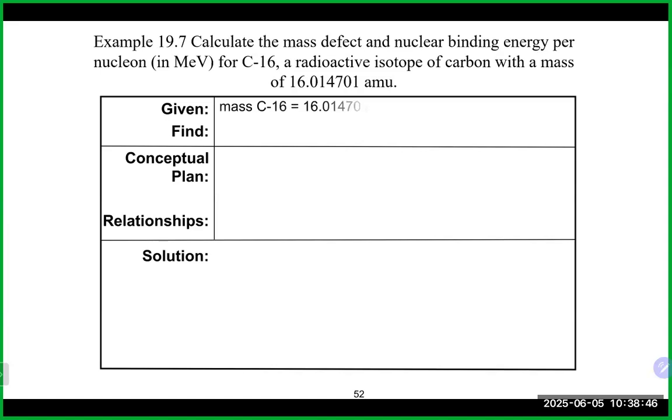So why don't you try one here? Calculate the mass defect and nuclear binding energy per nucleon in mega electron volts. Why don't we also do both just to be safe: joules per nucleon and mega electron volts per nucleon. Carbon-16 has an atomic mass of 16.014701. So see what you come up with there.